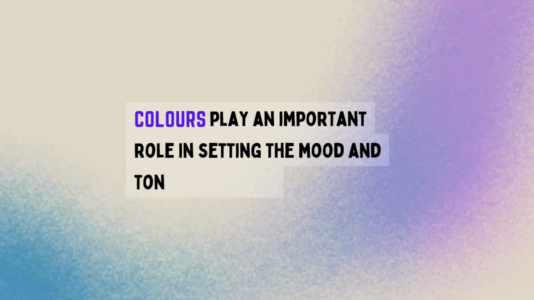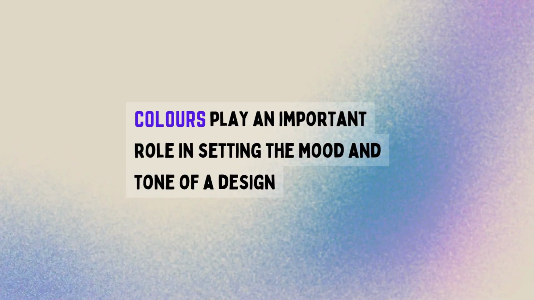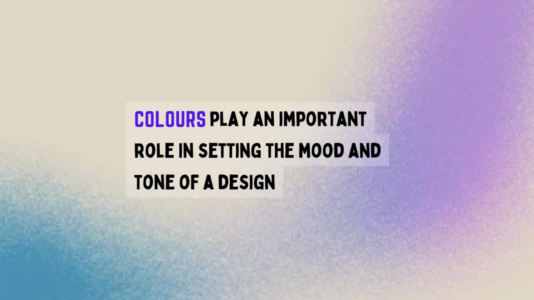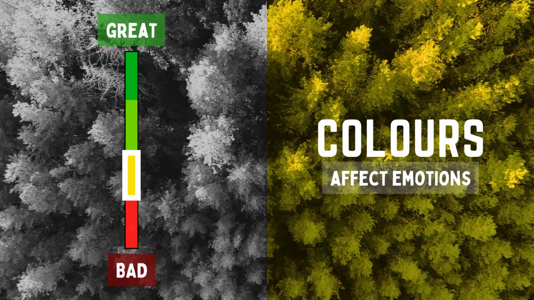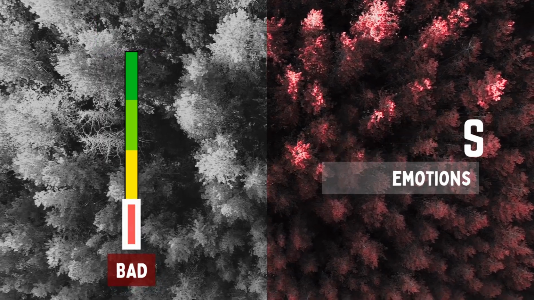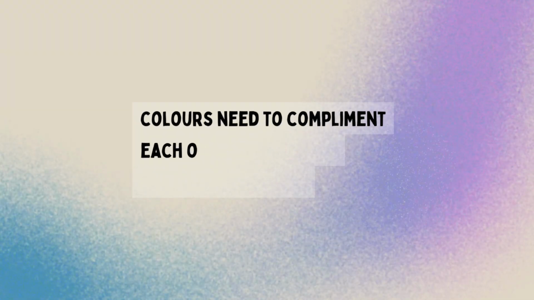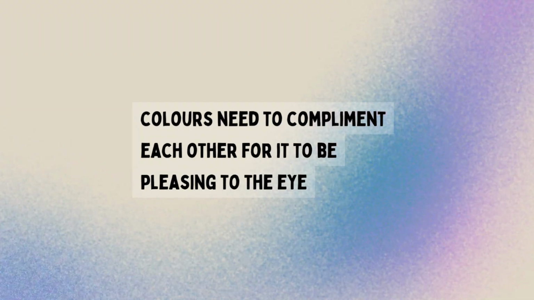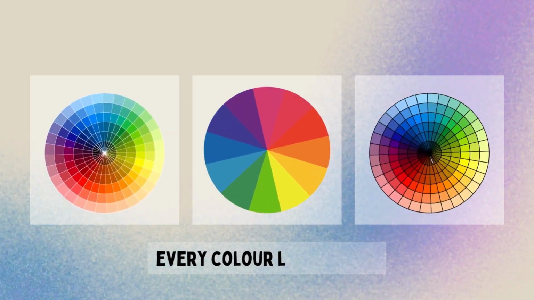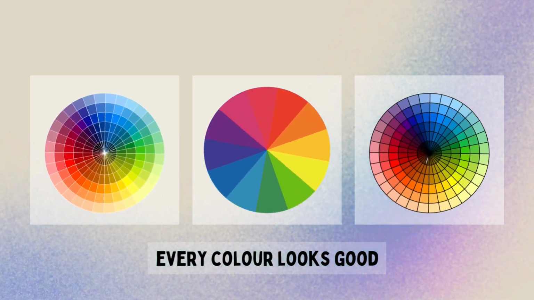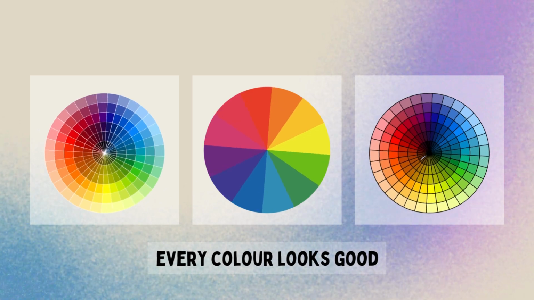Speaking of contrast, colors play an important role in setting the mood and tone for a design. They can also affect the emotions of your audience. Moreover, colors need to complement each other for it to be pleasing to the eye. This is easier said than done though, because looking at the color wheel, it would seem every individual color is attractive. But you can liken it to putting an outfit together.